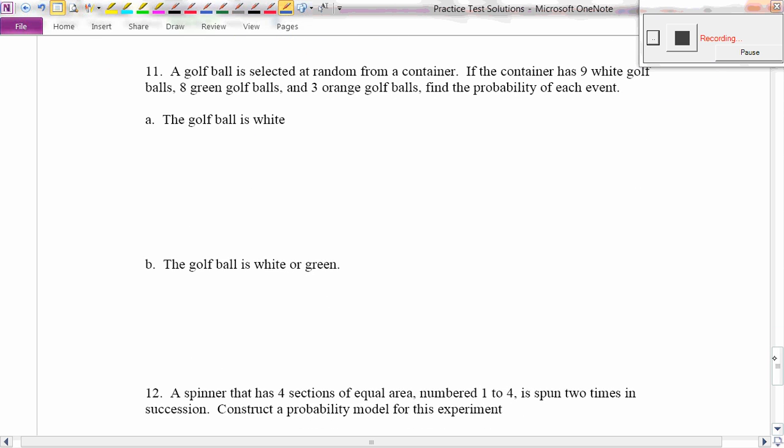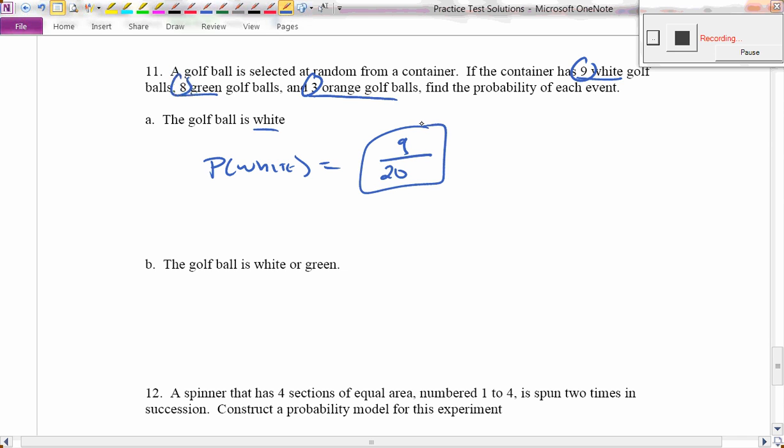Okay, number 11, a golf ball selected at random. We got 9 white ones, we got 8 green ones, and we got 3 orange ones. Find the probability of a white. So the probability of white is going to be the number of white total, which is 9, out of all of them total. So 9 and 8 and 3 equals 20. So the probability of white is 9/20.